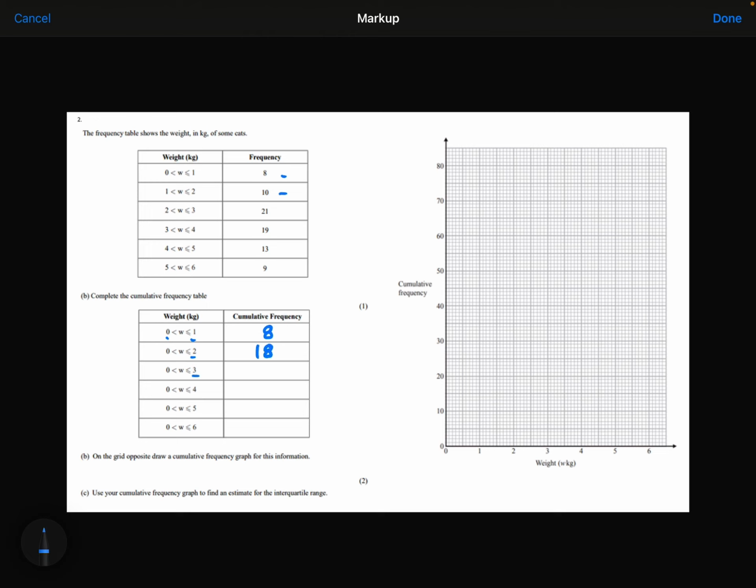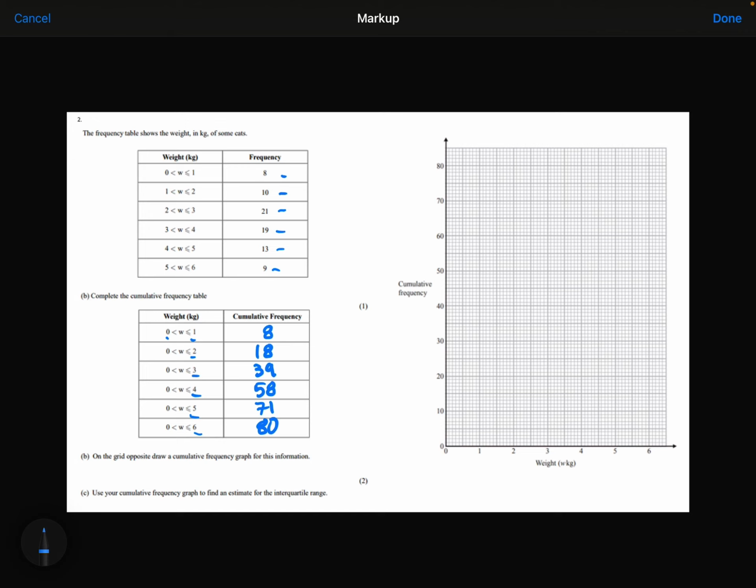Between 0 and 3 kilograms, there is 8 plus 10 plus 21 cats. Between 0 and 4, there is 8 plus 10 plus 21 plus 19 cats. Between 0 and 5, we need to add the 13. And then between 0 and 6, we now need to add the 9 as well. So there are 80 cats altogether.